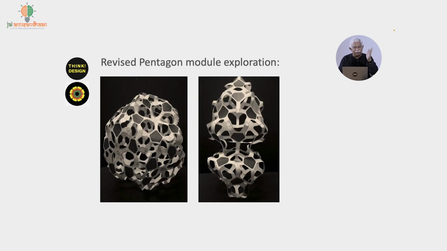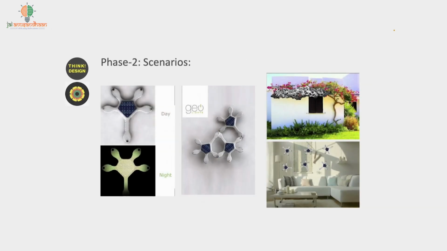Okay, and then you can apply it in a modular form, and it starts creating different 3D objects. Okay, and you can apply it on the rooftop, as a tree next to your house, or inside the living room itself. Okay, so you can have different combinations of the geolights.